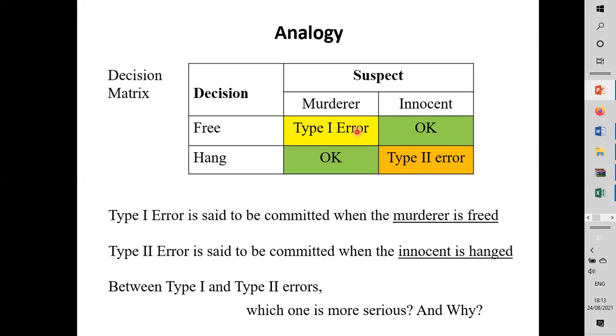Yes. But you want to minimize both, right? How do you do that? How does a court do it? The court calls witness after witness, right? Yes, the judge calls many witnesses. So in your research, same thing, you take a sample size which is big enough to take care of type 1 and type 2 errors.